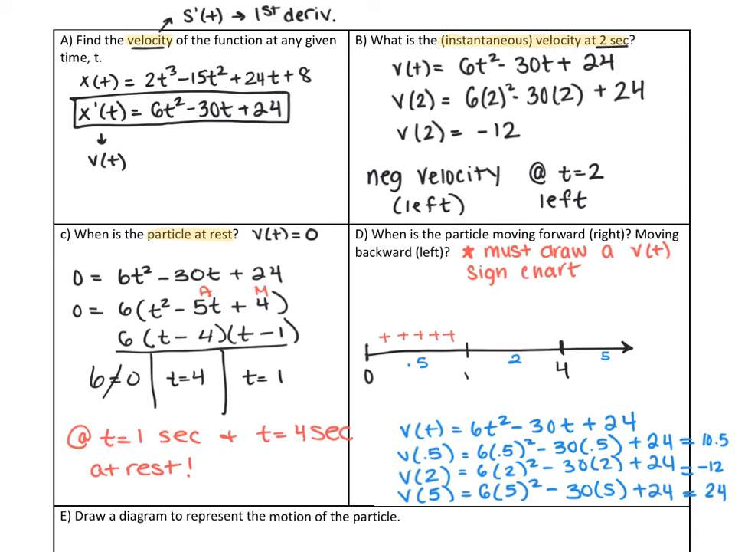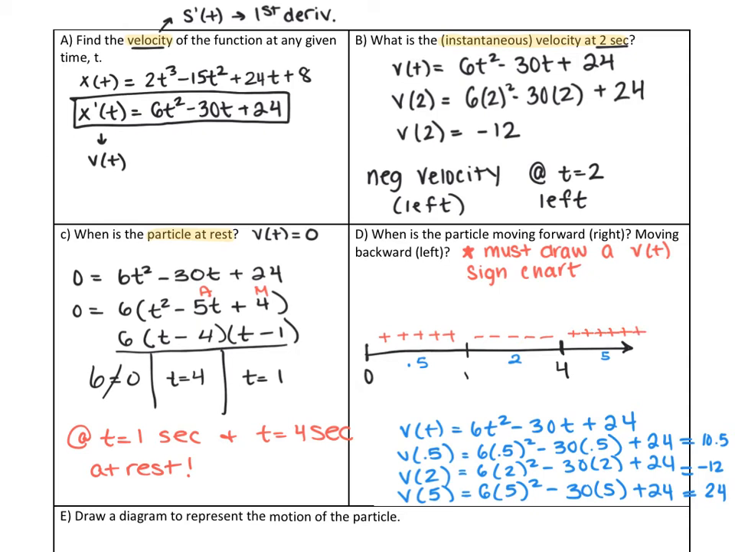Because at 2, I got a negative 12, that means all values between 1 and 4 will have a negative velocity. And because 24 is positive when I plugged in 5, that means after 4, I'm going to have a positive velocity.